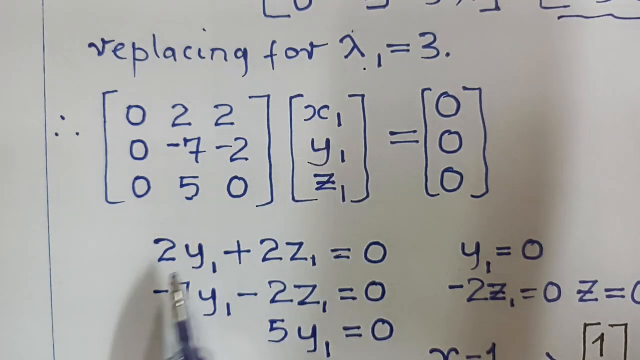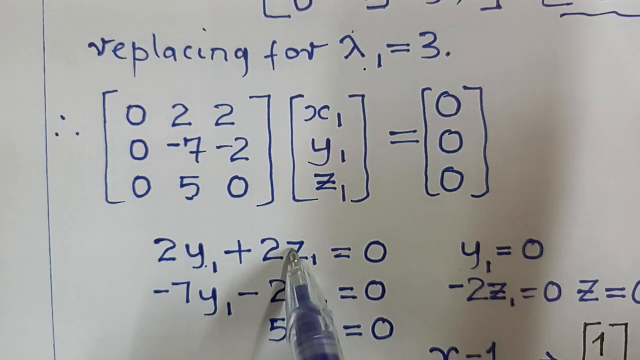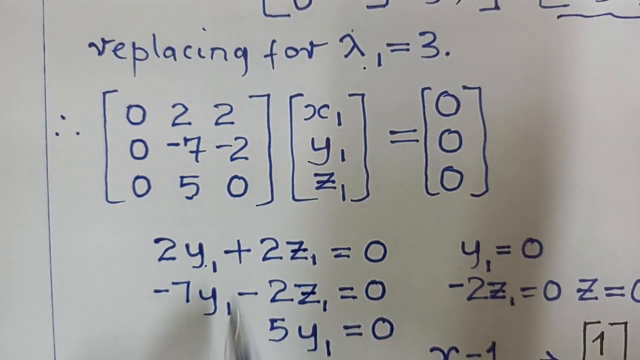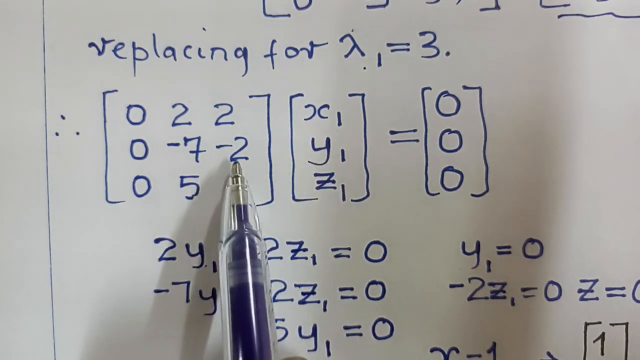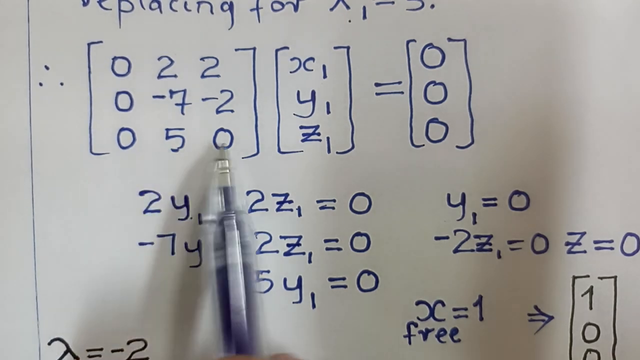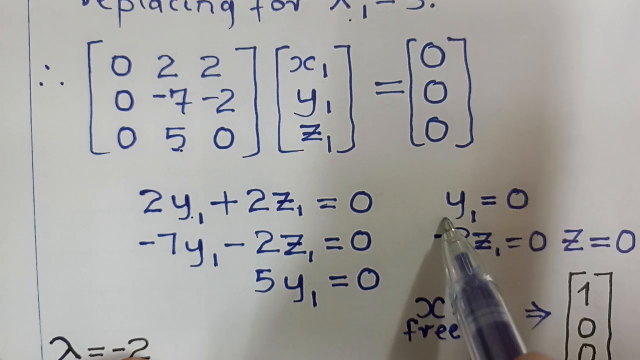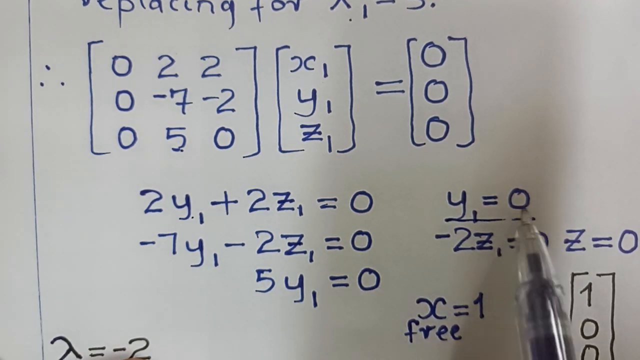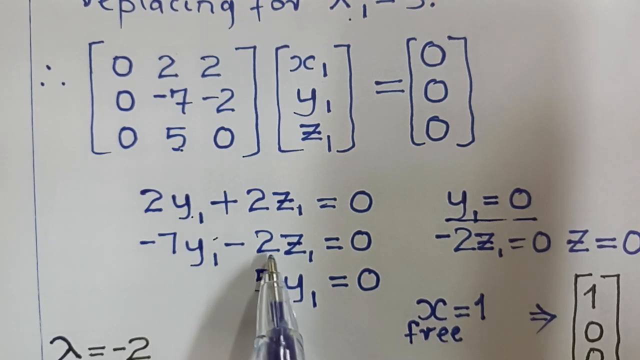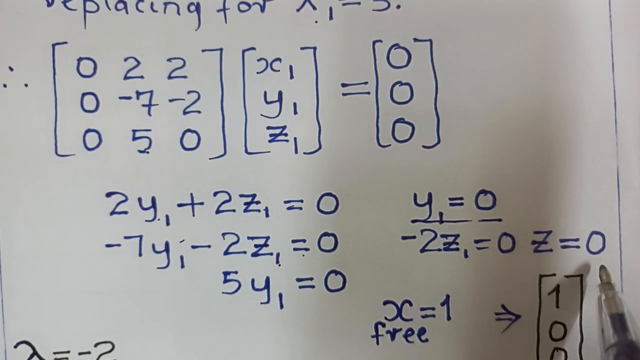For x, that is 0, then we have 2y1 plus 2z1, this gives us 0, and we also have minus 7y1. Guys, we get 0. So finally, we shall have this last one, 5y1, gives us 0. Therefore, our y1 is equal to 0. If y1 is equal to 0, we replace it here, and this becomes 0. So negative 2z1 equals 0, and therefore z will also be equal to 0.